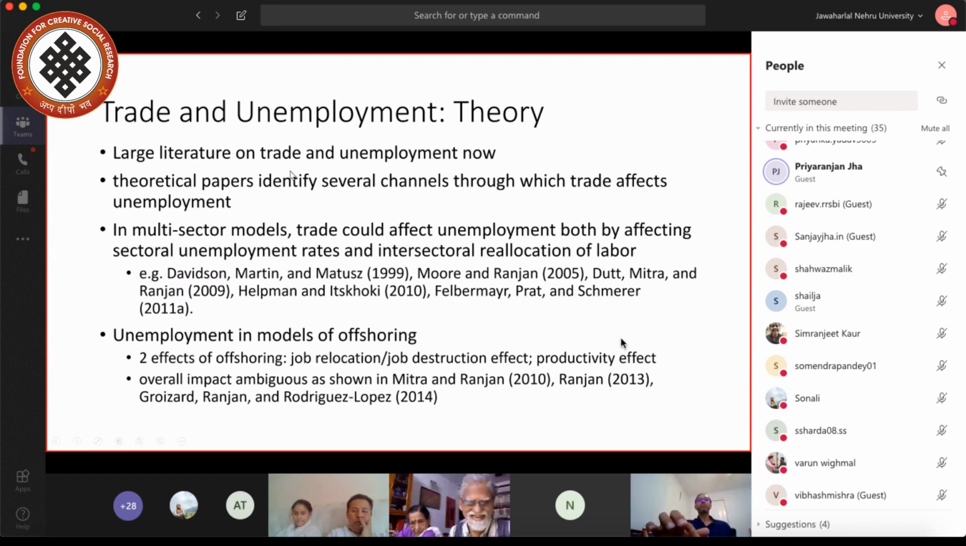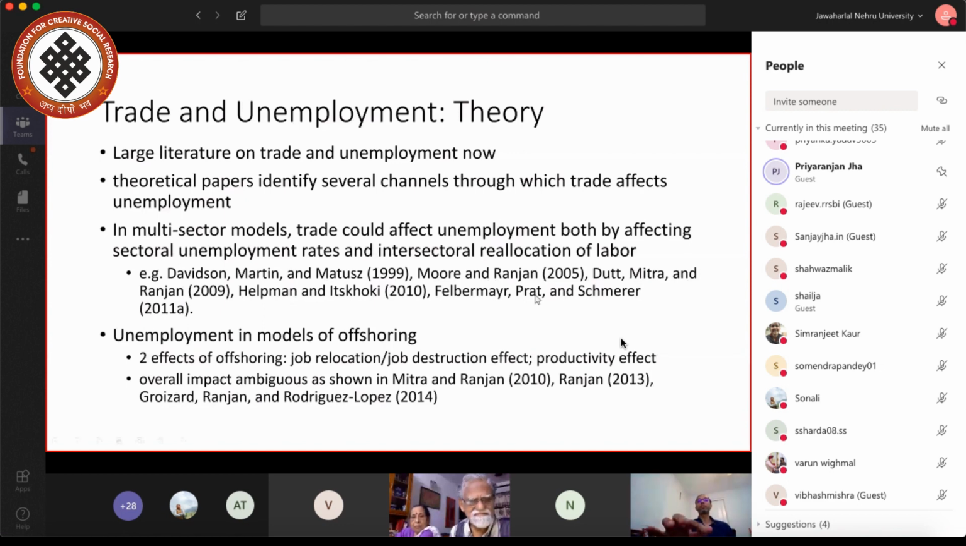Anyway, so now there's a lot of literature on trade and unemployment, and so there are a lot of theoretical papers and empirical papers. Theoretical models identify various channels through which trade affects unemployment. In these multi-sector models, trade could affect unemployment both by affecting sectoral unemployment rates and intersectoral reallocation of labor. Different sectors of the economy can have different unemployment rates because of various factors, and so when workers move from one sector to another, that would change unemployment in the economy.